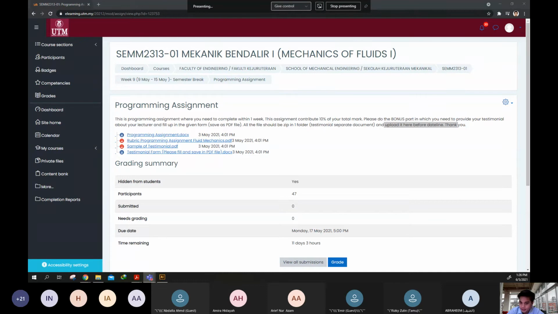So far you guys understand? I assume you understand, yeah? Yes, doctor. So how to score? Okay, based on this rubric score.